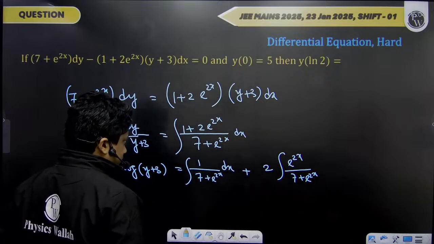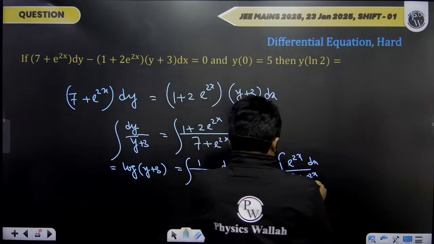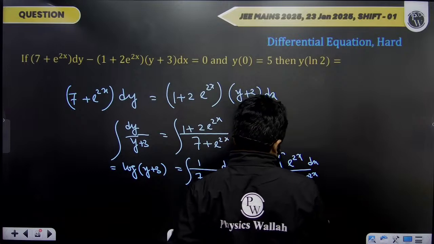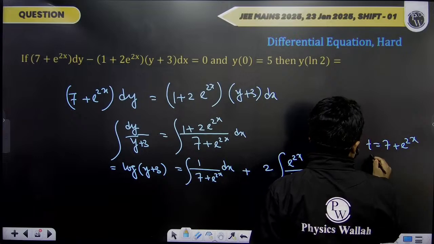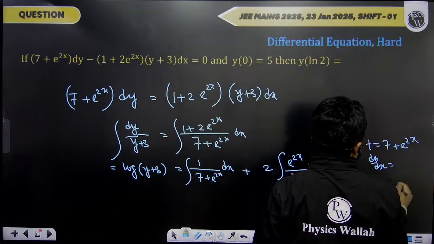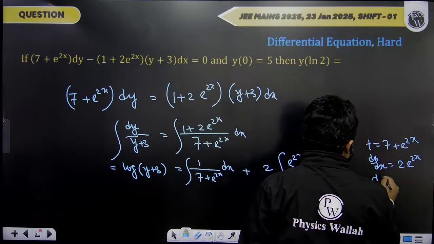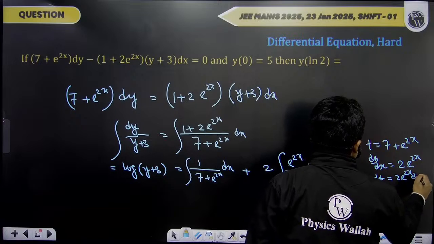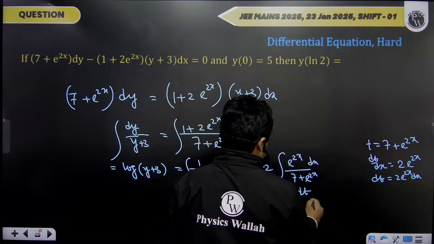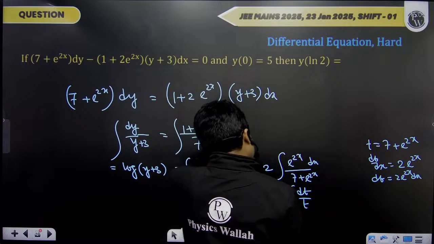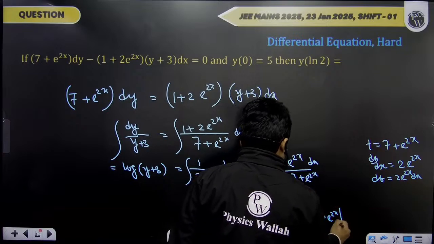So this one can be done easily if we take t = 7 + e^(2x). So dt/dx will be equal to what? dt/dx will be equal to 2e^(2x). So 2e^(2x) dx will be equal to dt. So this will be equal to dt/t. So this will be equal to log t. Log t means log of (7 + e^(2x)).